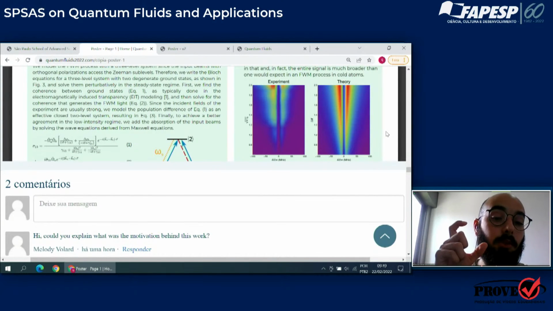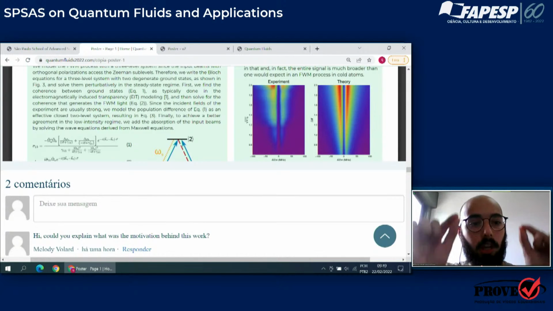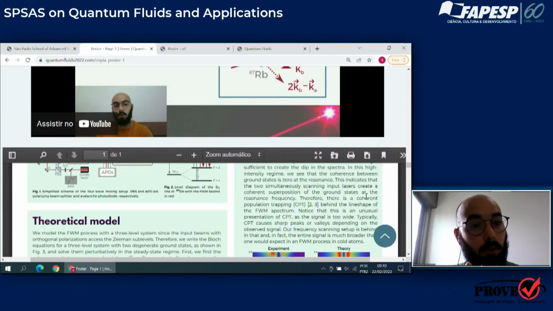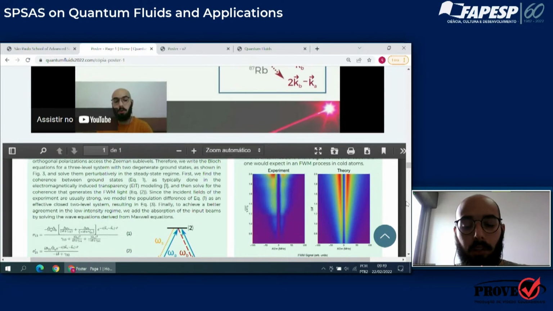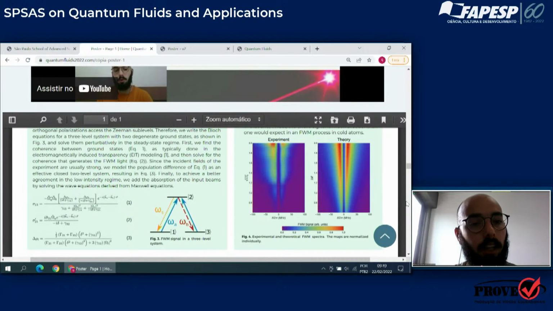What happens is you get a coherent population trapping. Since you have both input fields changing the frequency simultaneously, they induce a coherent superposition of the populations, and this cancels the mixing process right on resonance. It is a weird coherent population trapping, I must say, because it's not a thin spectral line. It's quite a wide valley, but that's due to the changing frequency of the two fields.